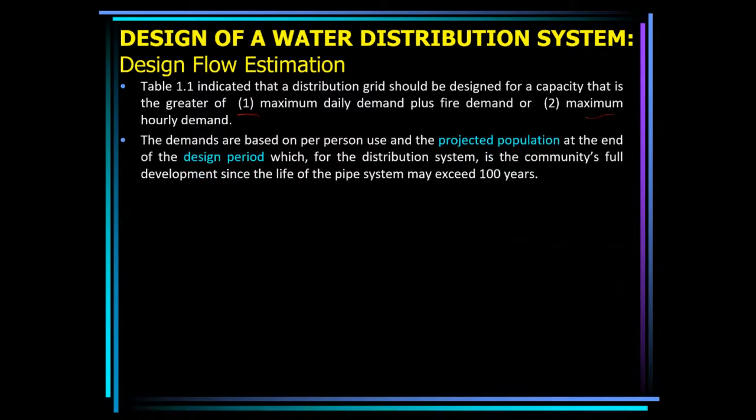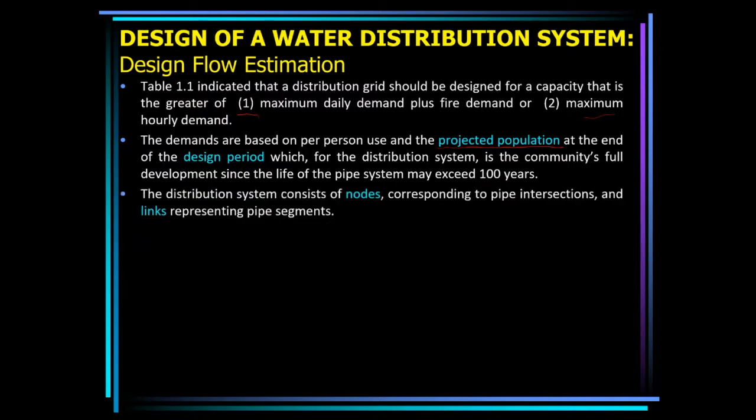This we discussed, and we even solved problems in chapter 1, if you may recall. The demands are based on per capita use and the projected population at the end of the design period, which for the distribution system is the community's full development, since the life of the pipe system may exceed 100 years. This we explained, all the methods for forecasting population. You remember the arithmetic method, the geometric method, the logistic method. We looked at the graphical method, arithmetic, and geometric method in chapter 1.